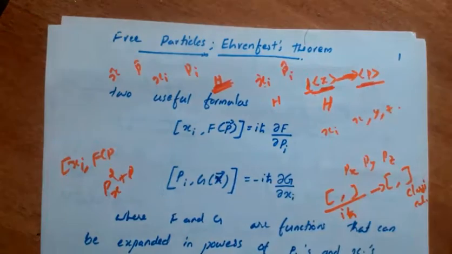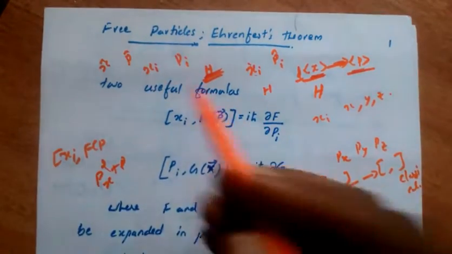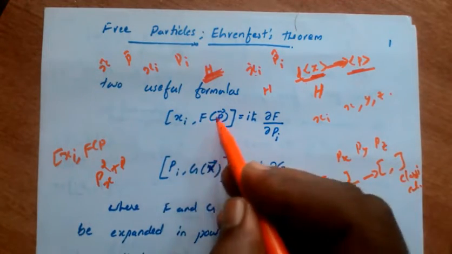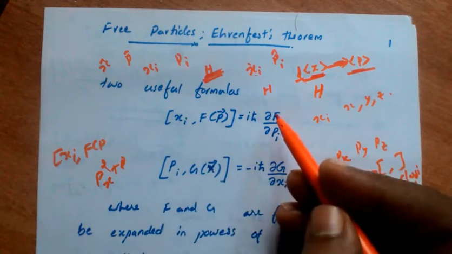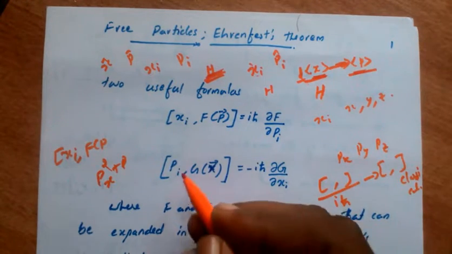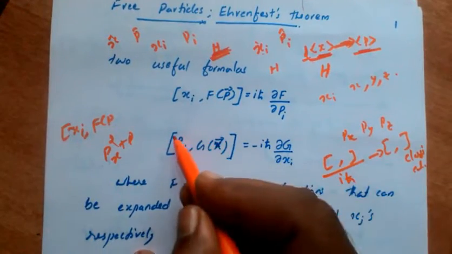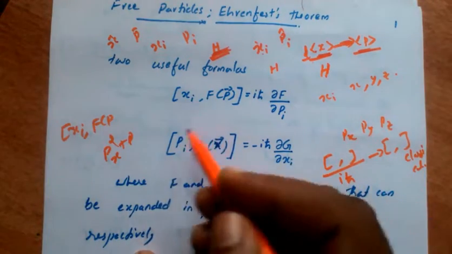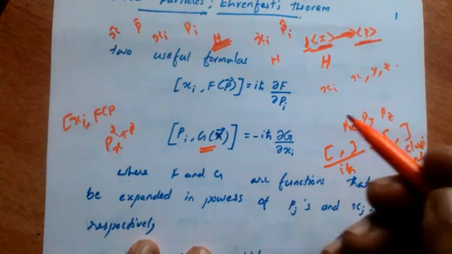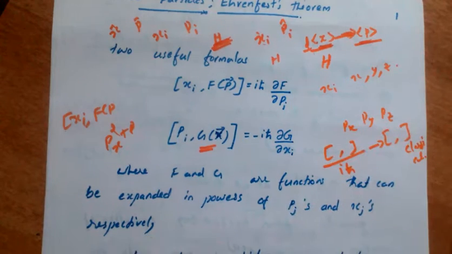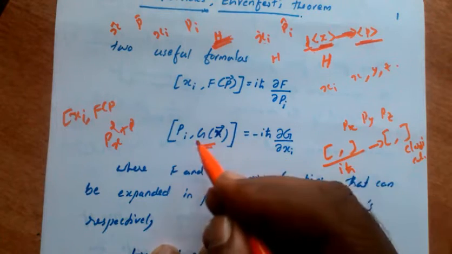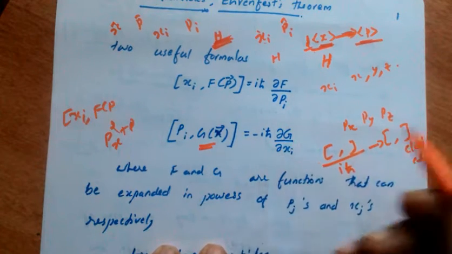Before deriving these relations, I'm introducing two useful formulas. The first is the commutator of xi and f of p, where f of p is a function of momentum, equal to i h cross dou f over dou pi. Another one is the commutator of pi and g of x, where g of x is a function of the position operator, and that is equal to minus i h cross dou g over dou xi.